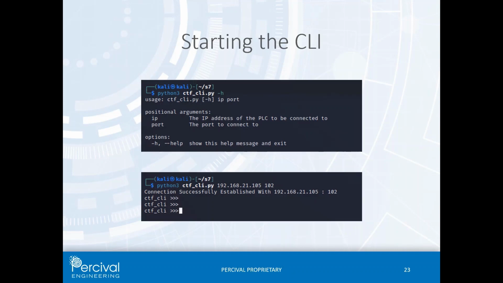Before demonstrating how to use the CLI application, I'd like to go into how to start the CLI. In the first image, I've run the CLI program with the -h or help option. Notice that the positional arguments include the IP address and a port for the PLC you'd like to connect to. It's important to note that if the IP address or port of the PLC you're connecting to are wrong, the application will not start and an error message will be printed. See the second image for an example on starting the CLI successfully.